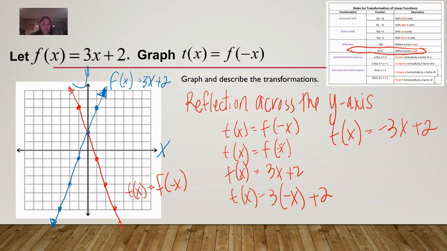So let's check to see if that's correct. Let's see if that equation matches our graph. So at 2, yep, our y-intercept is at 2, and I'm going to go down 3 to the left 1. Down 3, left 1, yes, it's on the graph. So yes, this is t of x, and t of x, the equation can be negative 3x plus 2. It means the same thing.